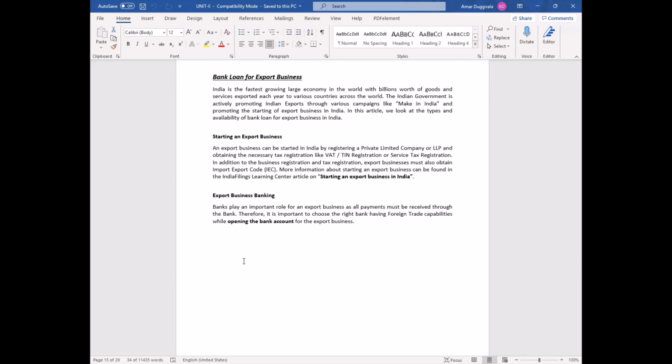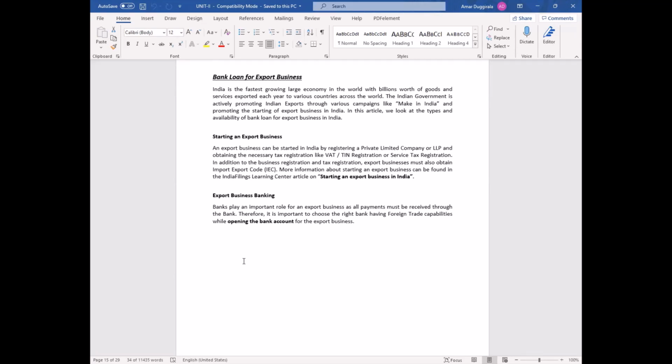You import more products, so you spend more money on imports than the money you earn on export business. So there is a standard that if you want to start an export business, you need to establish a private company or a limited liability company, and obtain necessary tax registrations like GSTN, which is goods and services tax, right? And you also need to get an export license, right? If you want to import, you need to follow what is there in the import export code, right? These are the things that you need to do when you start the export business.